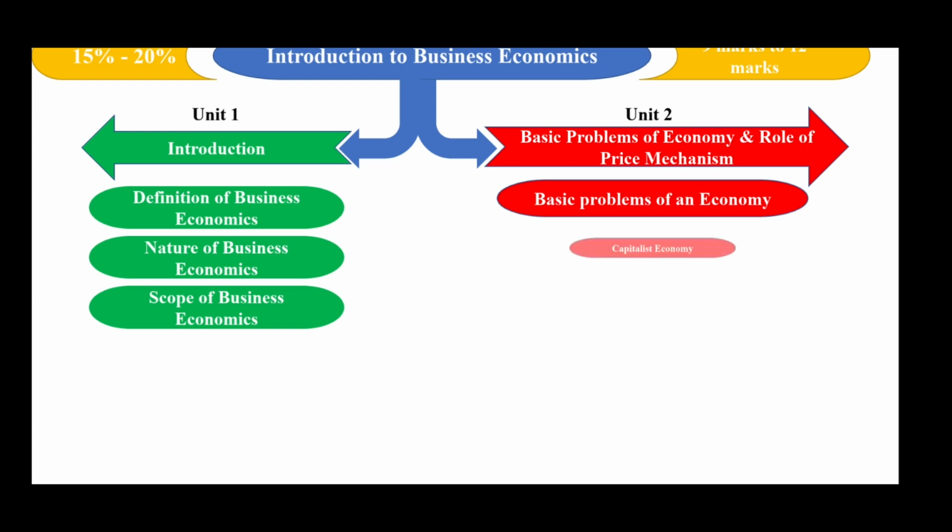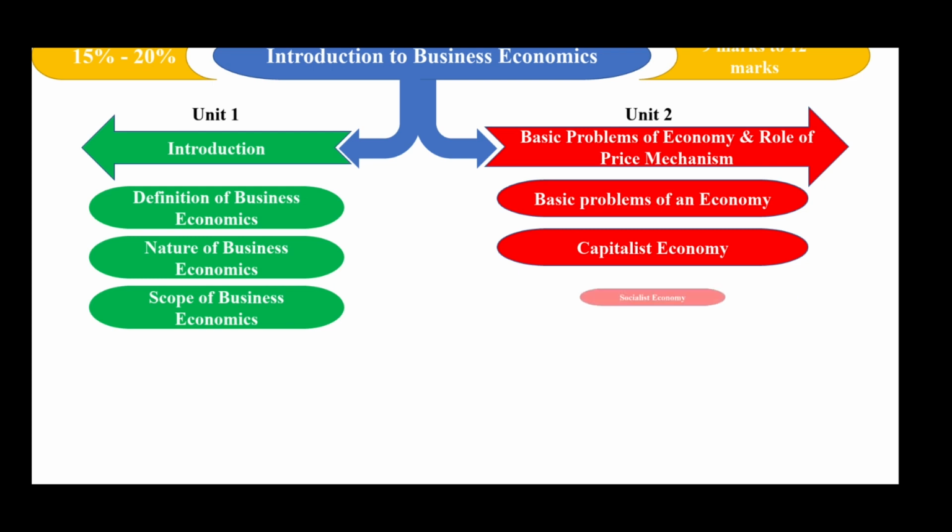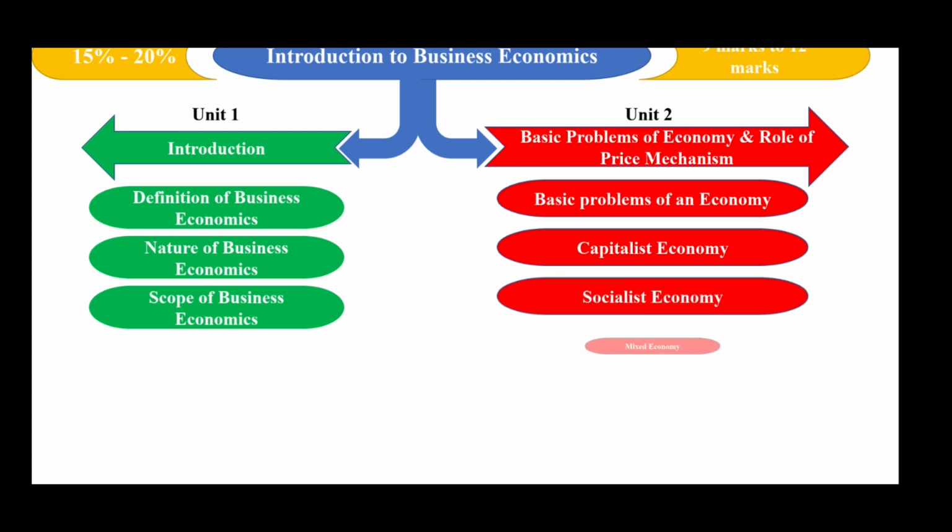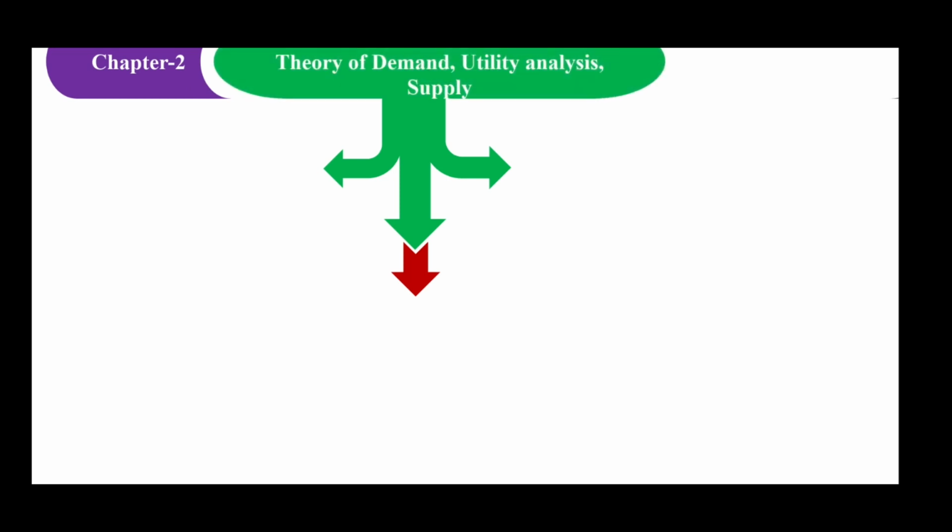and how they solve their basic economic problems. The second chapter deals with 3 different units: Unit 1, Unit 2, and Unit 3. In Unit 1, we discuss theory of demand. Unit 2 is theory of consumer behavior, which means utility analysis, and the third unit is theory of supply, or the concept of supply.